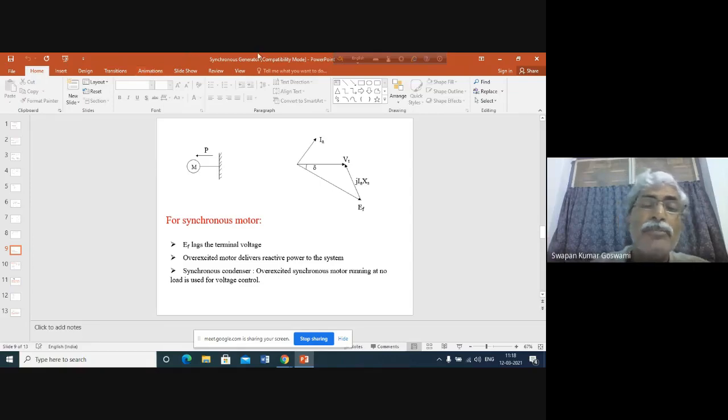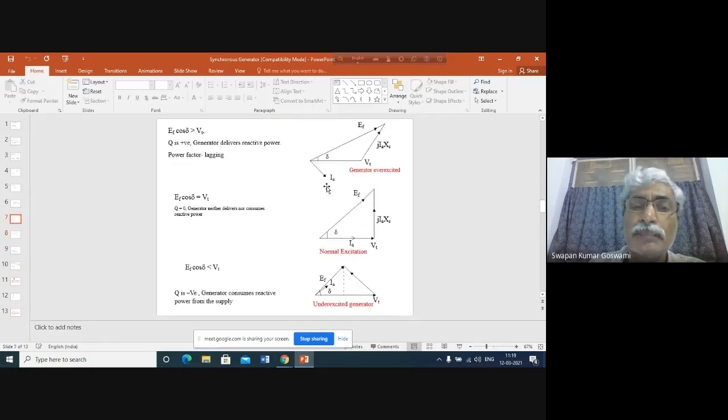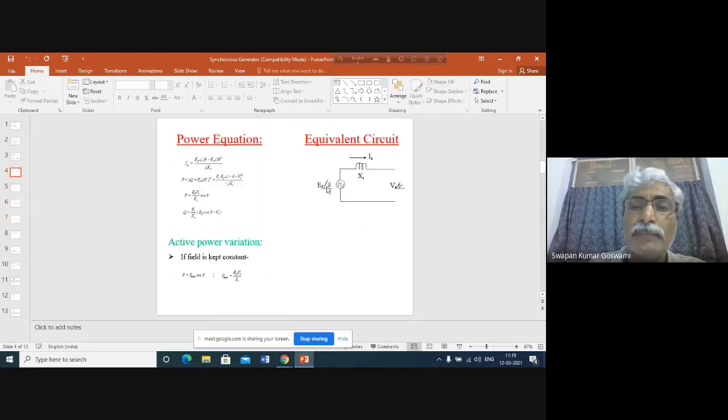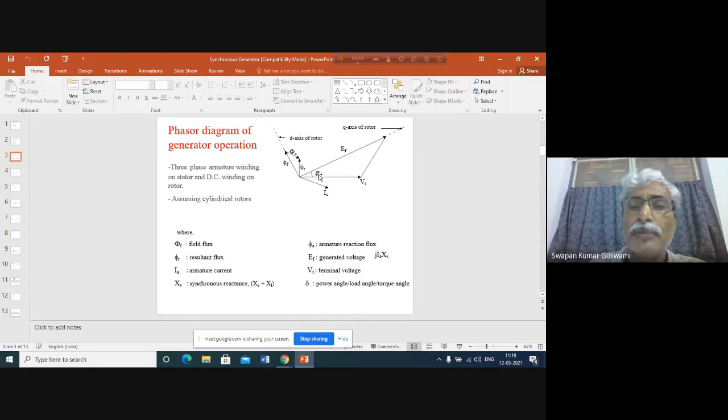For that, we shall assume again that a motor is connected to an infinite bus, meaning a motor is connected to the power system. So now if we draw the phasor diagram, obviously the same phasor diagram with little modification will be valid here. If you see the phasor diagram drawn for the generator, this was the phasor diagram. So we shall see only this part: EF, VT, and jIA XS, and IA. This part we shall be drawing.